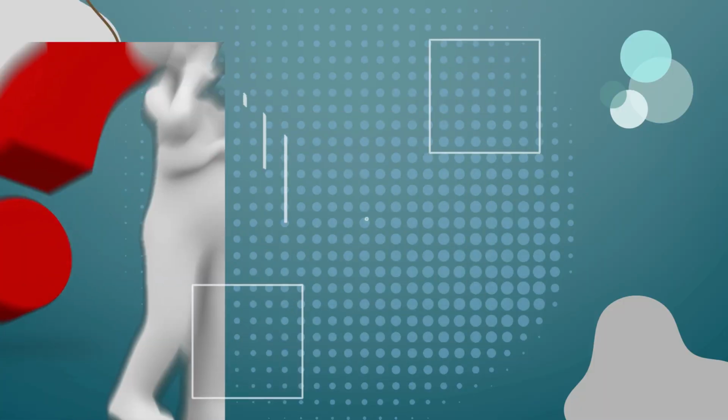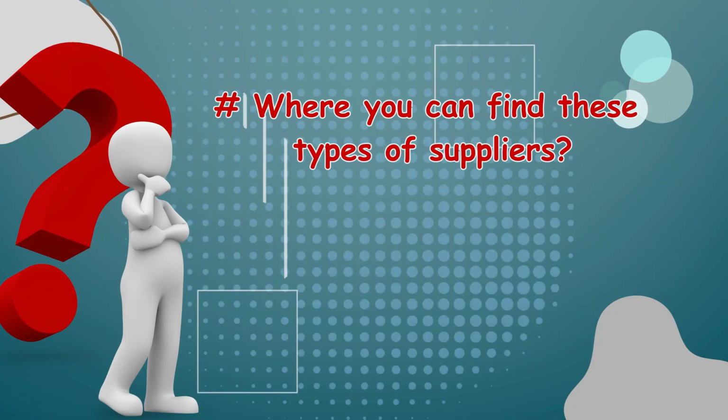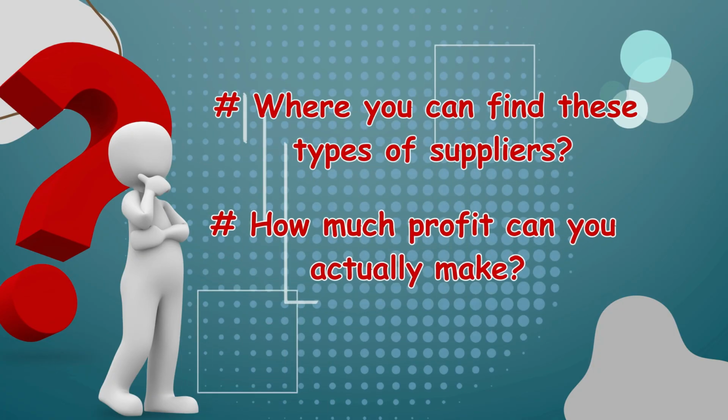Now, notice one important thing here, you don't have to buy a huge quantity of products in advance. You will only pay the supplier after the customer confirms the order. That means you are working as a middleman and there is almost no risk involved. Also, in the beginning, you don't need a huge investment. All you need is a website to start your dropshipping business. Now, the question is where you can find these types of suppliers and how much profit can you actually make?